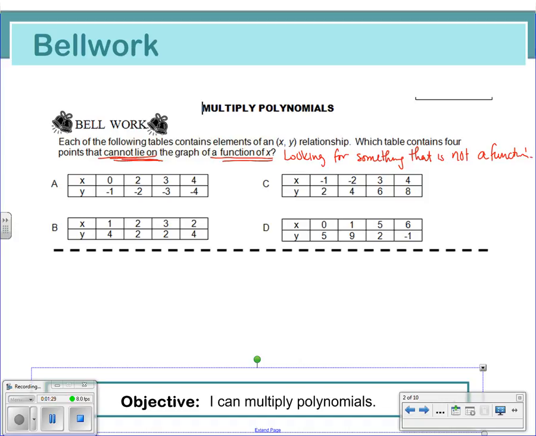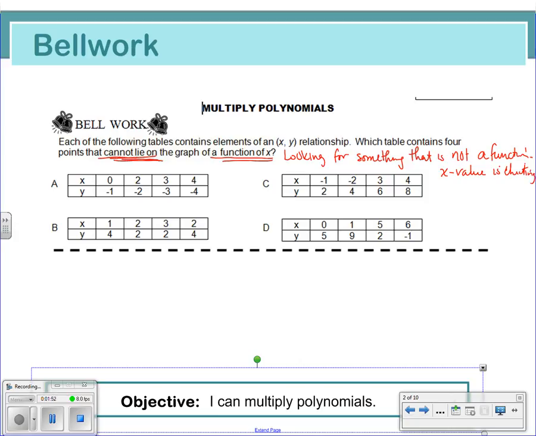The way that we tell if you have a function is we're looking at the x values. To be a function, all your x values have to be different. If it's not a function, then what my class likes to say is your x value is cheating. That means you have an x value that repeats.